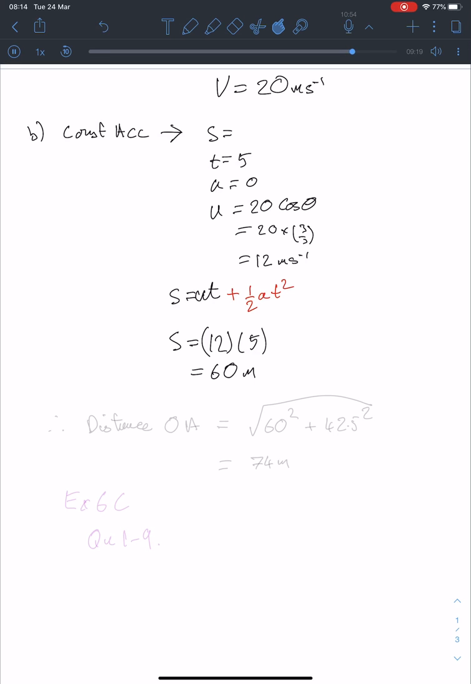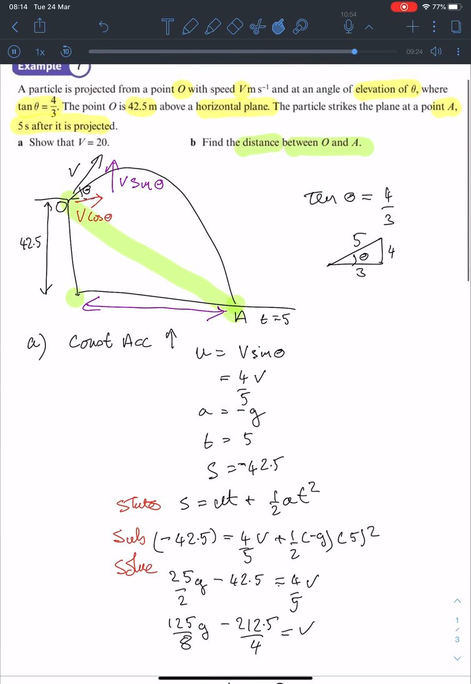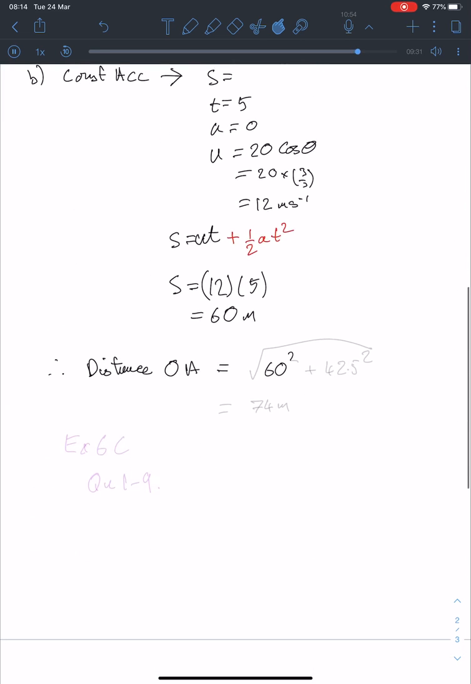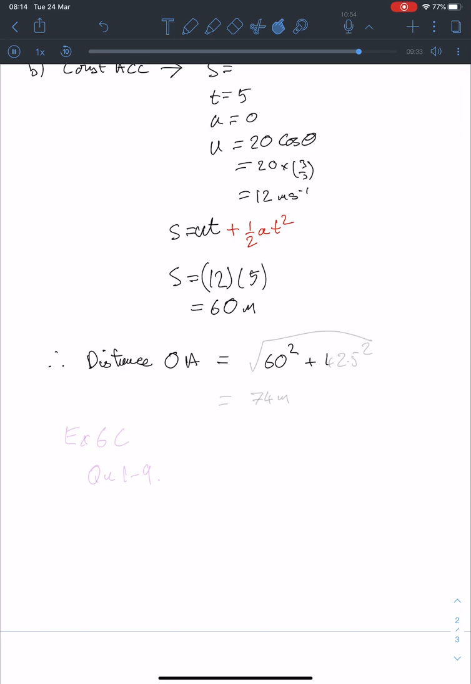And now the bit that lots of people have missed. Therefore, the distance OA is the horizontal distance squared plus the vertical distance squared, square rooted, using Pythagoras. So we get the distance between O and A as roughly 74 meters. Again, you can tap it in the calculator to check that's right. Okay.